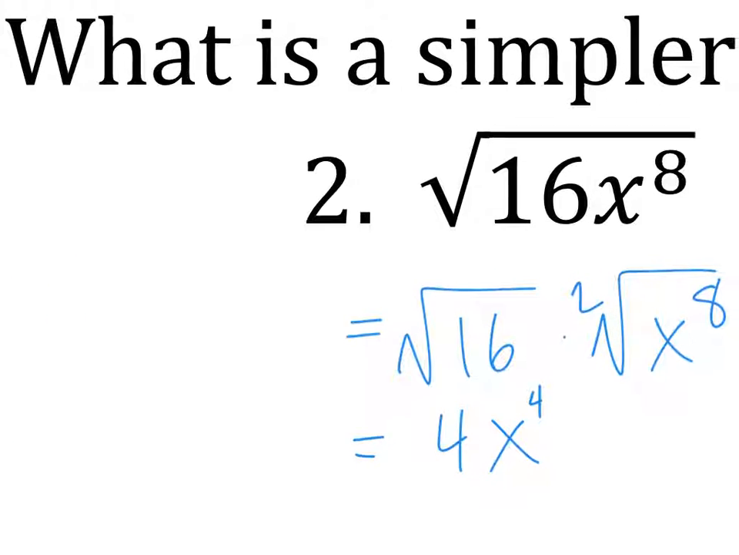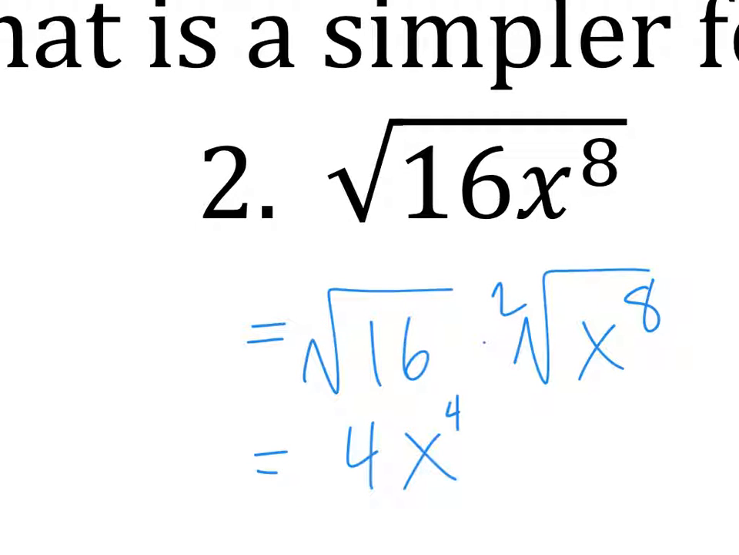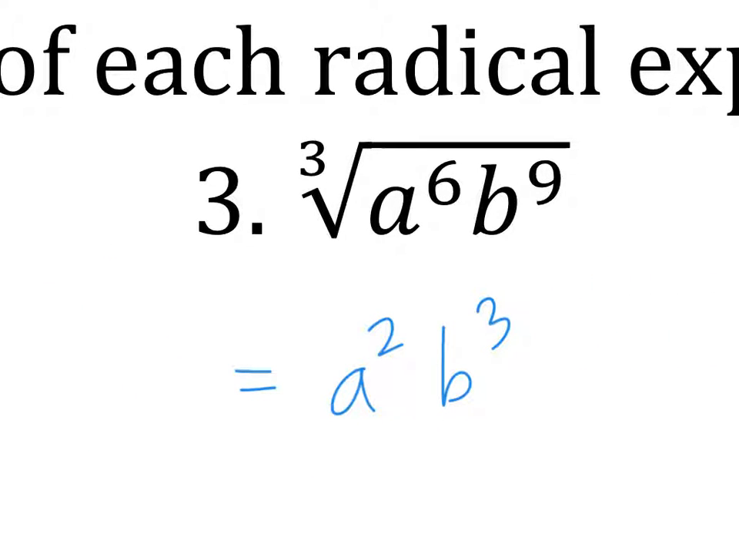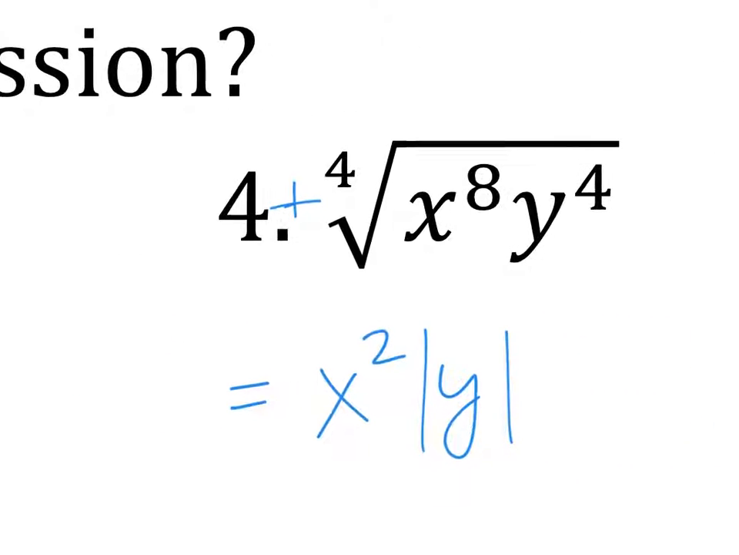Okay, number 2. Is the index odd or even? Even. Okay, now look at the answer. Is the exponent odd or even? Even. Does it need an absolute value? No. Okay. And then number 3, is the index odd or even? Odd. Odd never needs an absolute value. And then number 4, we already did.